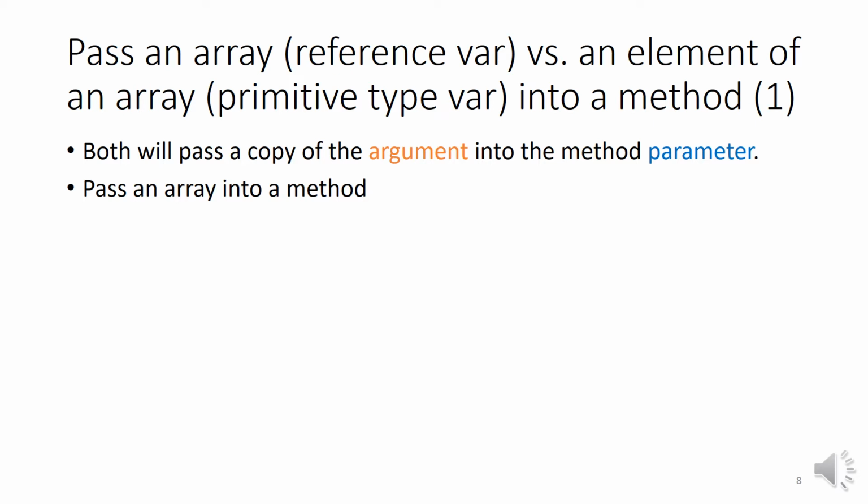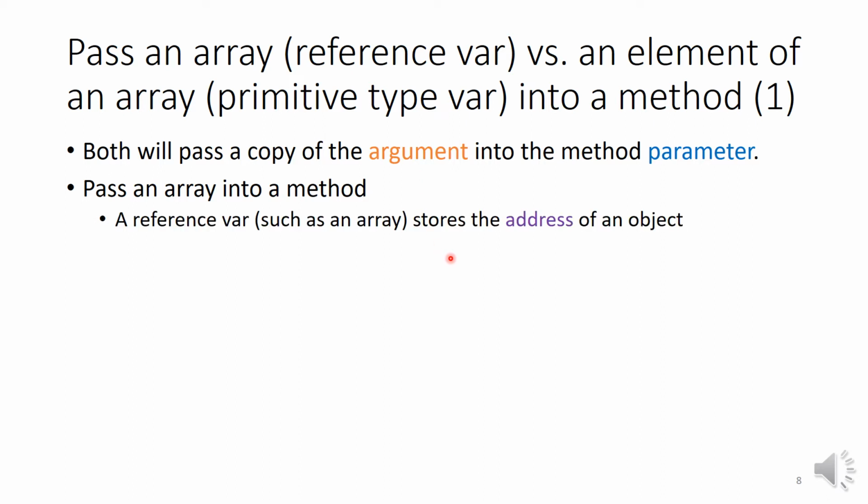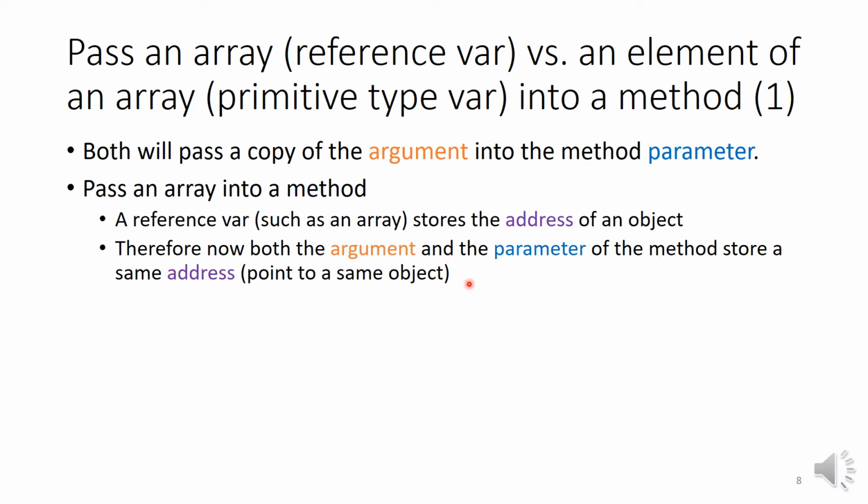Now we can explain the difference between passing an array versus passing a primitive type element of an array into a method. Both will pass a copy of the argument into the parameter. For an array argument, it is a reference variable, so it stores the address of the array object. When you pass an array, the address is copied over, so the argument and the parameter now point to the same object, as this example shows.